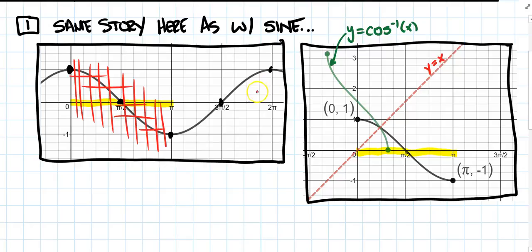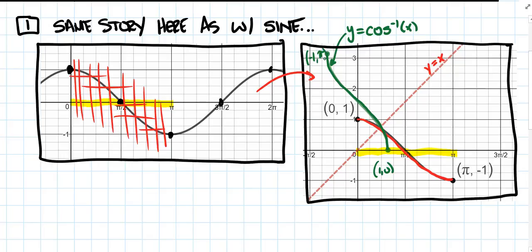So if I consider this graph over here, if I only look at this red highlighted part of the cosine curve, then if I reflect it over the line y equals x, I would get this green curve here, and this is the actual graph of the inverse cosine. Note a couple of things. Notice that the point (0, 1) is on the graph, therefore (1, 0) is going to be on the graph of my inverse. I have the point (pi, -1) on the regular cosine curve. Therefore, (-1, pi) has to be the point on the inverse function.